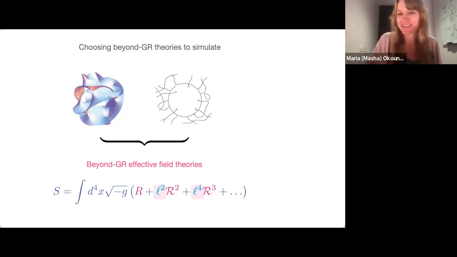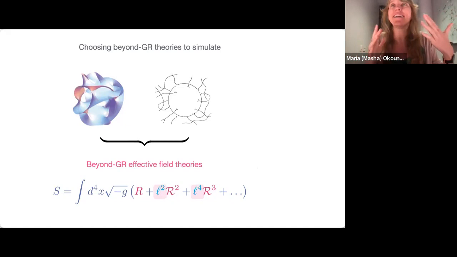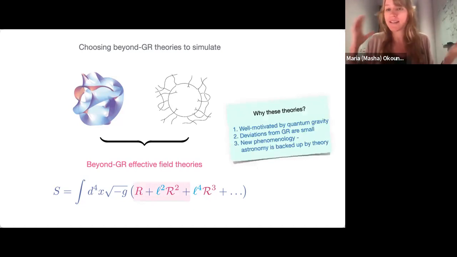So if this length scale is 0, you've recovered general relativity. And if this length scale is non-zero, then basically what you say is that below this length scale is where I need to include these beyond GR effects. And the idea is that these quadratic curvature terms in specific theories have motivations in quantum gravity theories, such as, for example, string theory or loop quantum gravity. And so in this case, we're going to think about quadratic gravity theories, which go up to second order in curvature. So why these theories?